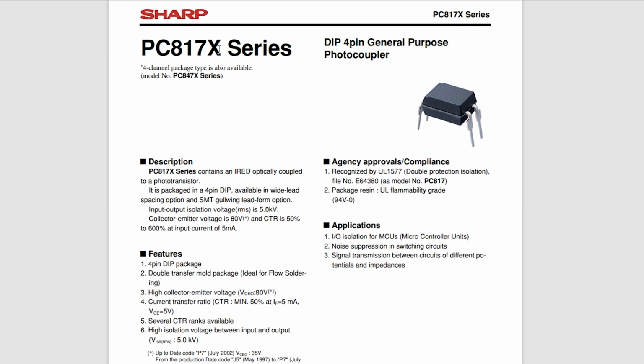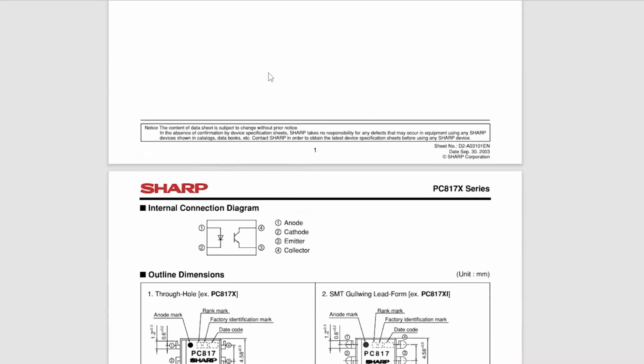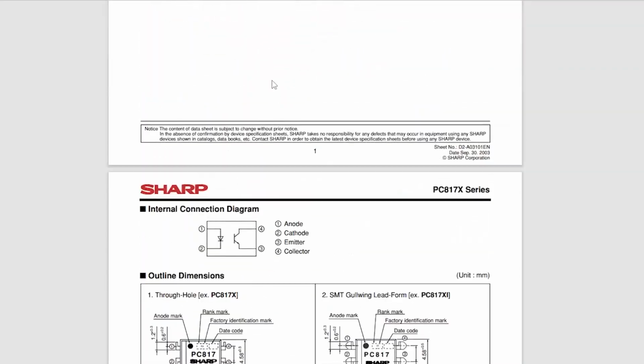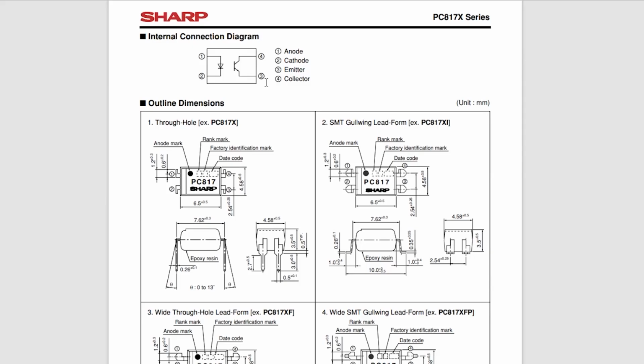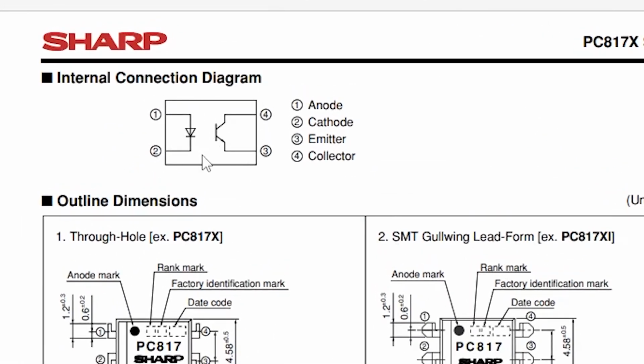So here we have a datasheet from Sharp's PC817X series. If we go down to the second page, you will see we have the symbol for an optocoupler. Pin 1 and pin 2 are connected to an LED, and pins 4 and 3 are connected to a phototransistor. Pin 1 is the anode and pin 2 the cathode for the LED, and pins 3 and 4 are the emitter and collector of the transistor.